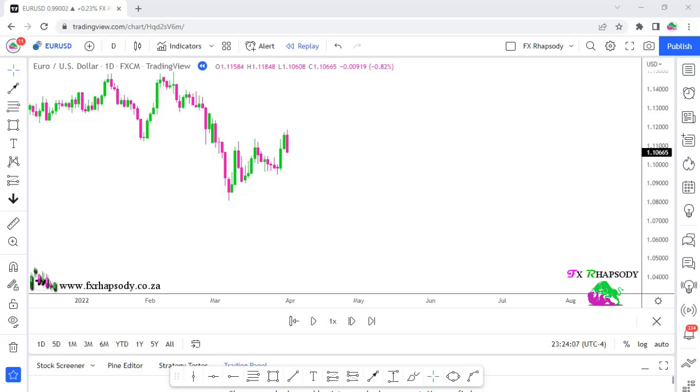And I thought, let's just make one. The next one is going to be on fair value gap. That's going to be the next video coming out. So just keep an eye out on that as well.